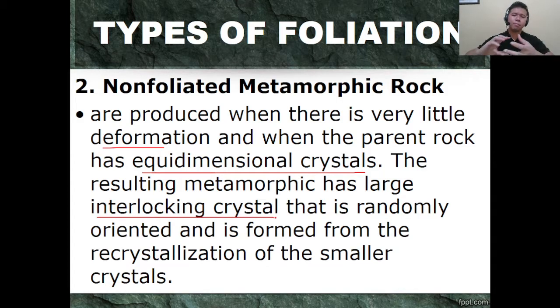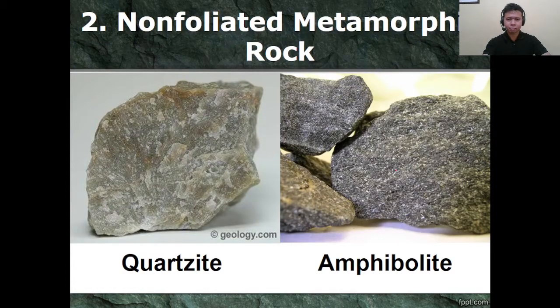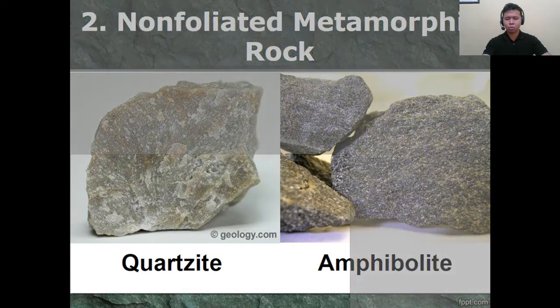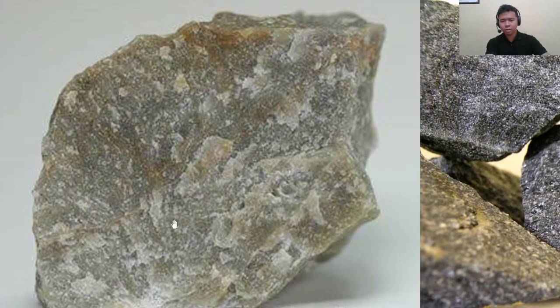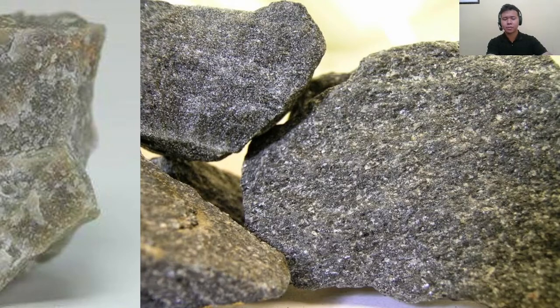They are usually having more crystal volume than the foliated metamorphic rock. Okay, so that is randomly oriented and is formed from the recrystallization of the smaller crystals. Now, the non-foliated metamorphic rock looks like this one, the quartzite and the amphibolite. Okay, so here there are crystal formations within them on a small scale, but there are also larger crystal formations.